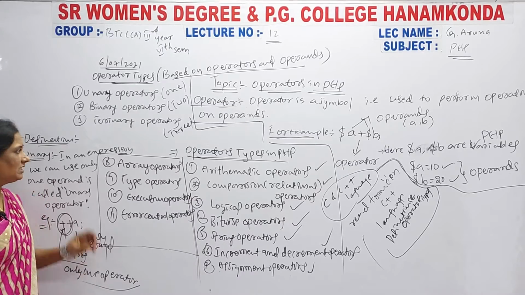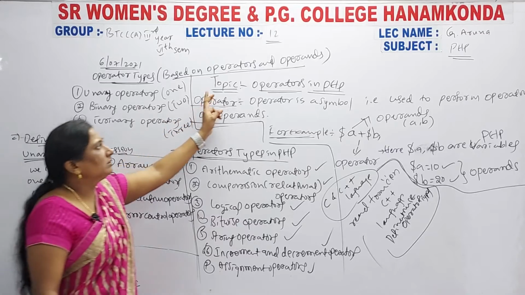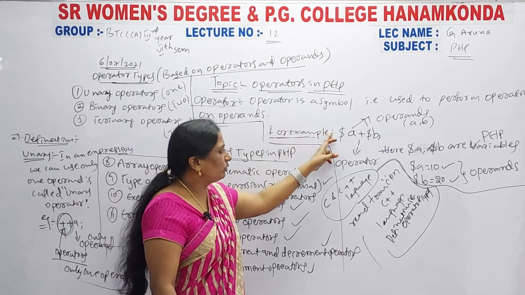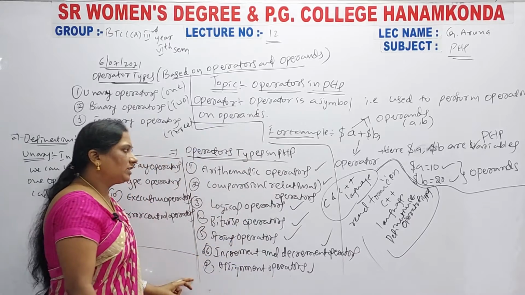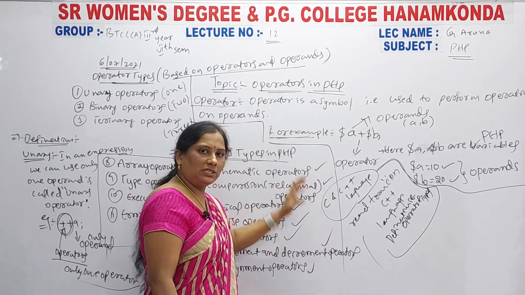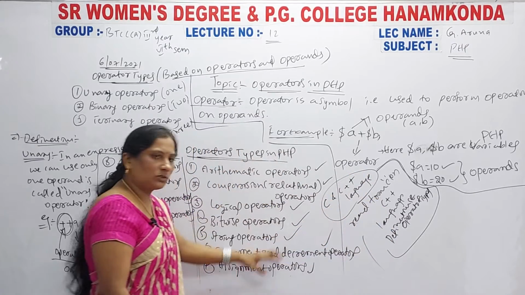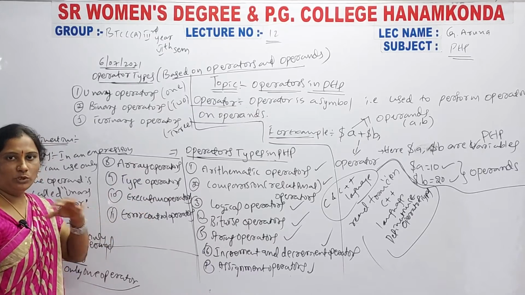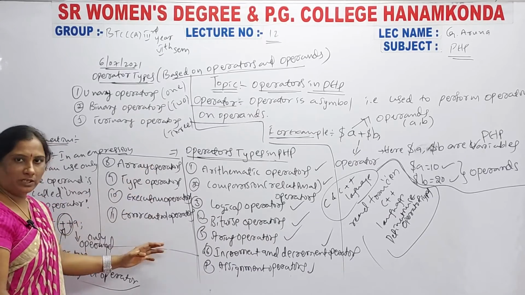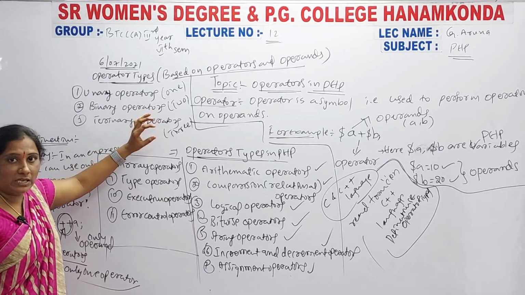Clear definition? And girls, you have to write the notes also. You have to write these operator definitions, and these types as well. For your understanding, refer to a C language and C++ book and write all of these. These definitions are available in a table, I will give the table, don't worry. Then next you have to write the operator types.